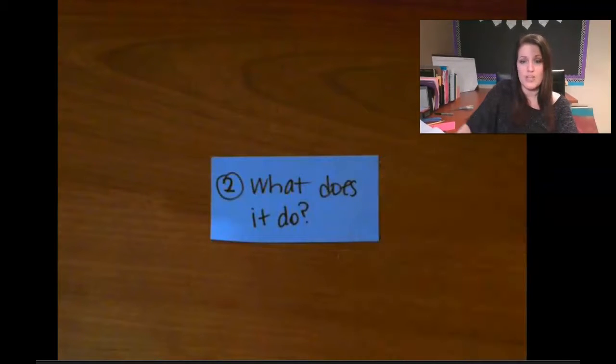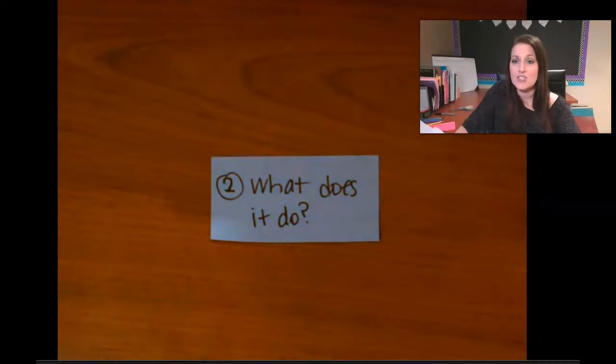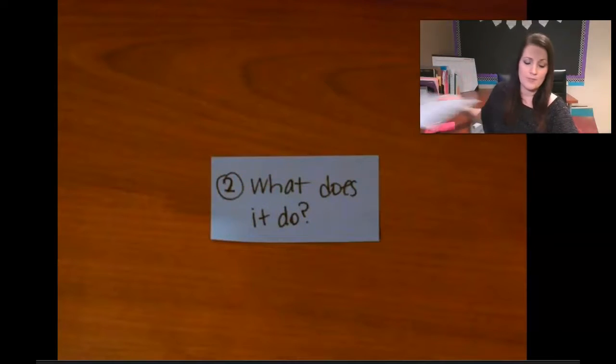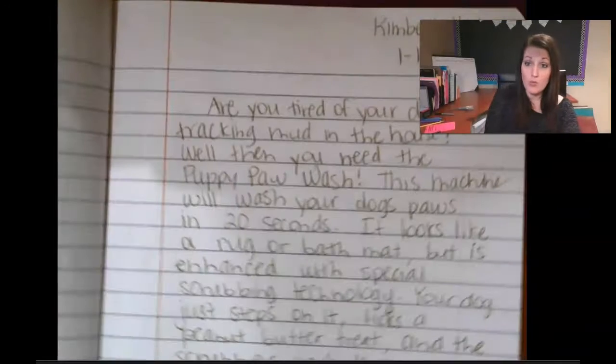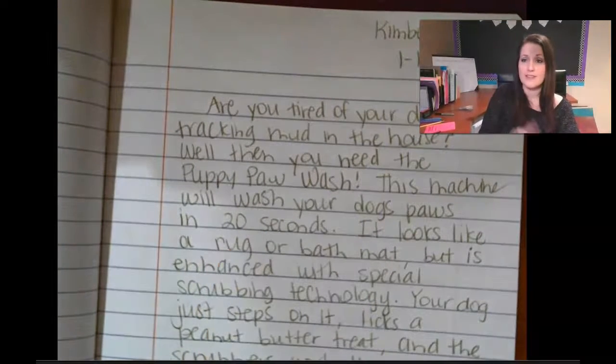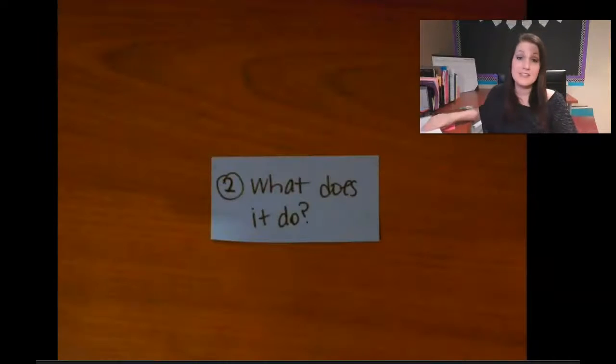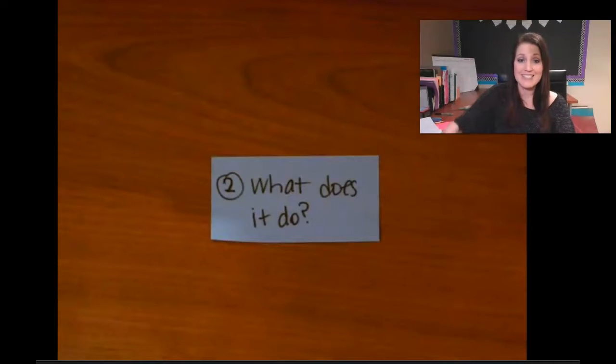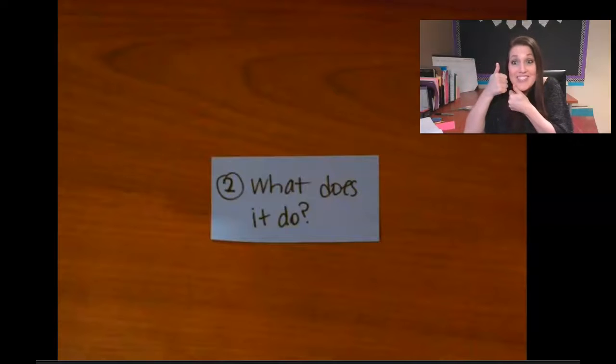So step number 2, ready? This should be your third sentence, with the second question I'm asking: what does it do? You don't need to tell me how it works, because that's the next thing. Just what does it do? Like, if I bought it, what would it do for me? So mine says, this machine will wash your dog's paws in 20 seconds. It can be just one sentence telling what it does. Ready, set, pause.